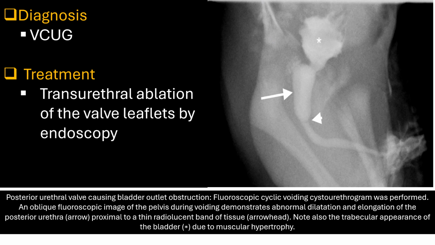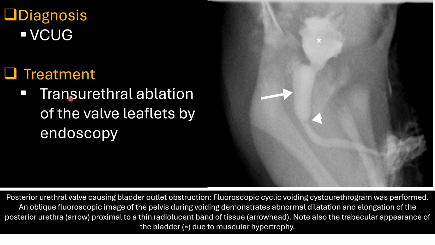This is a VCUG for a child with posterior urethral valve. You see here the trabecular muscular hypertrophy on the VCUG, and also the bladder is dilated, and you can see the posterior urethra is dilated and elongated, and this is the band. This is the posterior urethral valve obstruction at this point. So this is a classic case of posterior urethral valve obstruction.